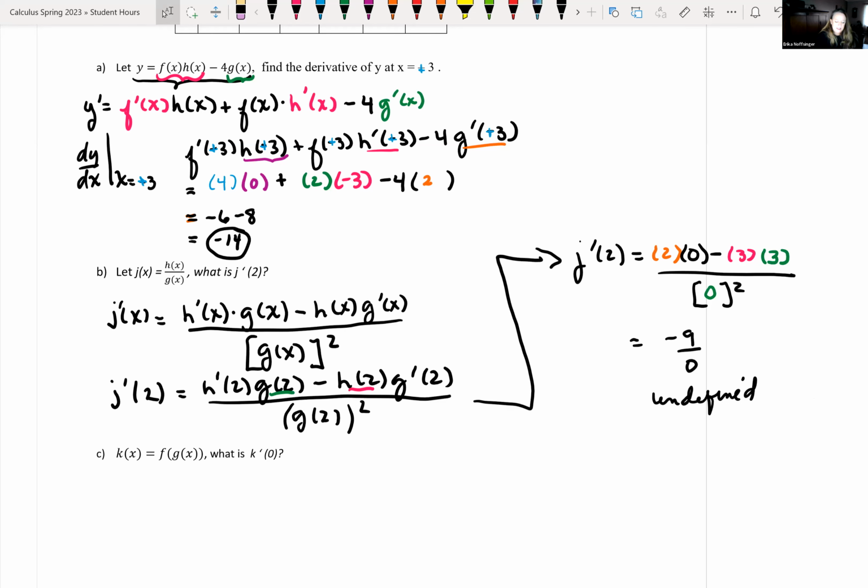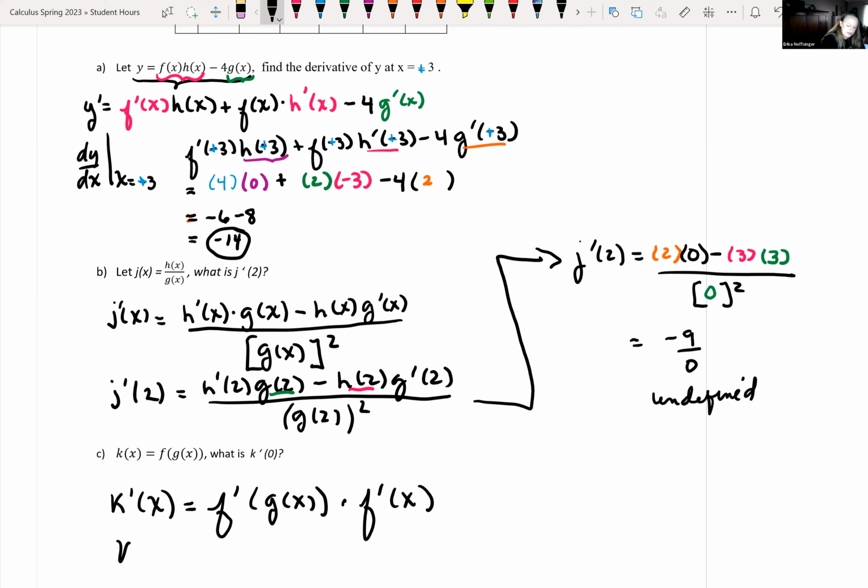C, k of x is equal to f of g of x. What is k prime of 0? So let's first look at the derivative of k of x. It's a composition of two functions, so that's equal to the derivative of the outer of the inner function times the derivative of the outer. So f prime of g of x times g prime of x. So now evaluating this, when x is 0, we have f prime of g of 0 times f prime of 0.